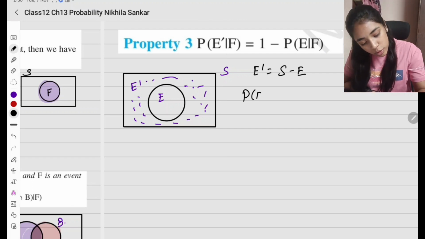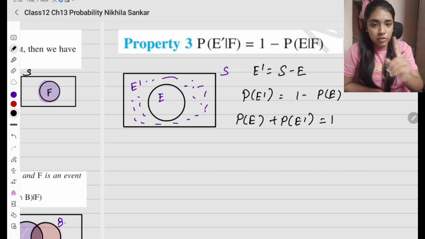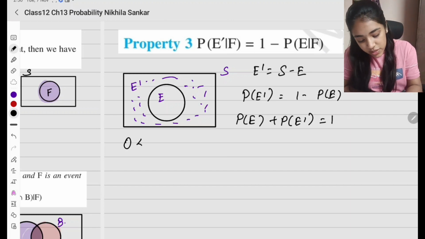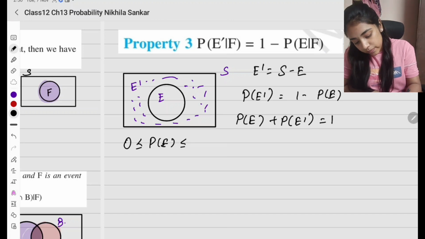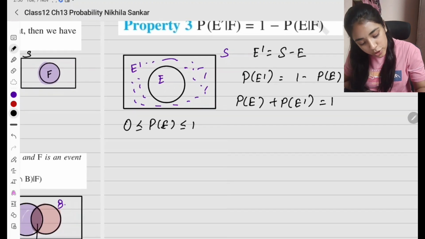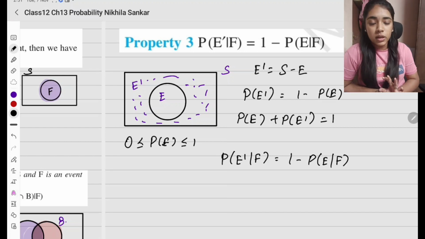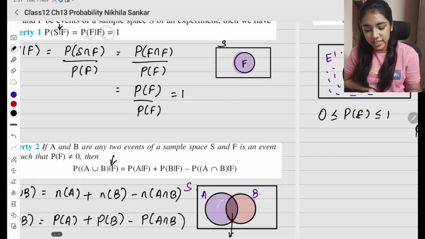இப்போ probability na எப்படி பண்ணுவோம்? Probability of E dash equals 1 minus probability of E. You remember this? Probability of the event plus the probability of the complement of the event gives me 1. Probability values vary from 0 to 1. Correct? It cannot go beyond that or below that. So in the property, now I'm going to use the conditional probability. So probability of E dash given F, இதே form தான். இதுல given F conditional probability போட போறேன். So this is going to be 1 minus probability of E given F. அவ்வளவுதான். Simple. மூணு properties. Okay? So these are the three properties.